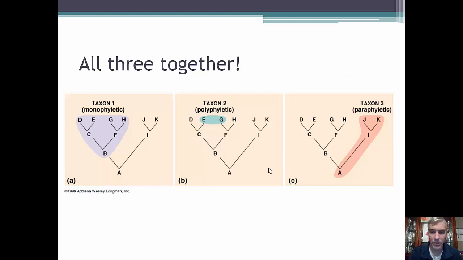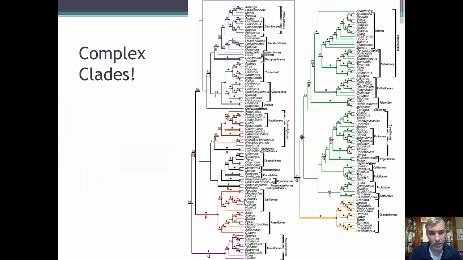So here's showing you the difference between the three. There's monophyletic, paraphyletic on the outside, and then polyphyletic in the middle, again, having to do with traits specifically. And you can see how complicated these things can actually get. Like these are, I think, species of birds, right? These are all different birds and the evolutionary relationships associated with different species of birds.